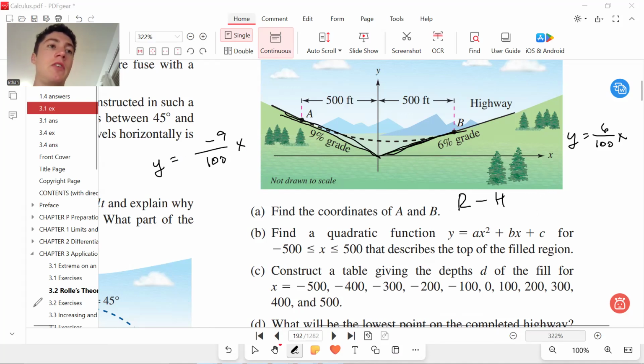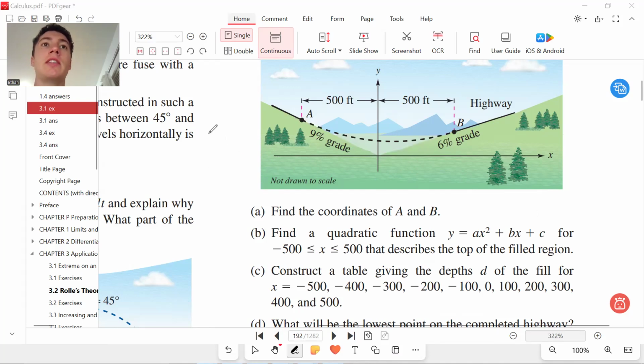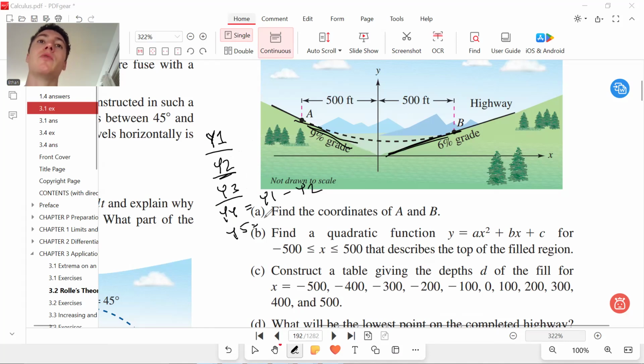Well, if you didn't want to plug it in a bunch of times, you could use your graphing calculator and set y1 equal to our parabola and y2 equal to this linear equation, and then y3 equal to this linear equation. And then you could set y4 equal to y1 minus y2, and y5 equal to y1 minus y3. So this is your depth here, and this is your depth here.